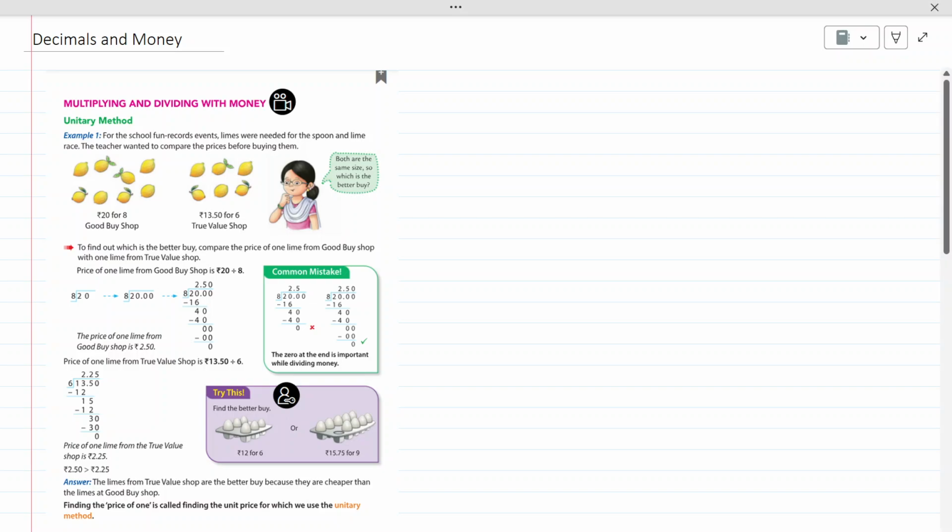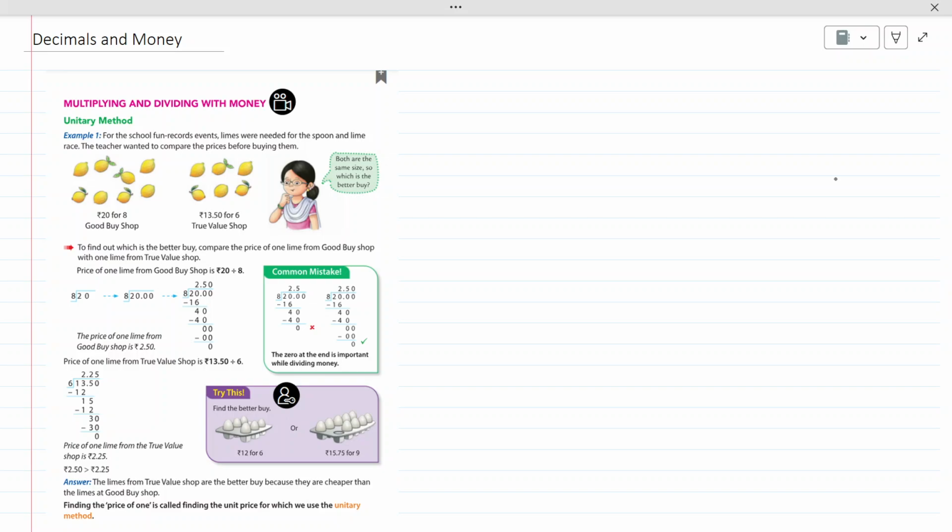Hello kids, in today's class we are going to start with multiplying and dividing with money, and we are going to start with the unitary method. By unitary method we mean finding the price of any one item, or any one thing. For example, let's say there is a pack of toffees which contains 20 toffees, and the price of the pack is 40 rupees.